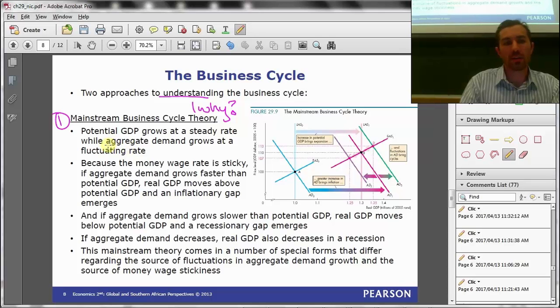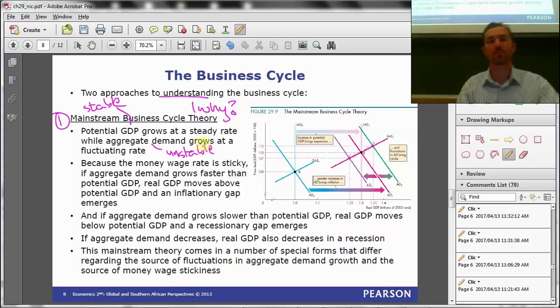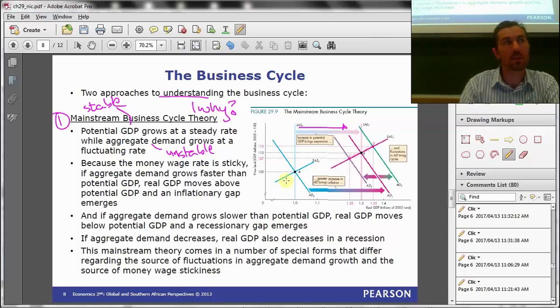In contrast, aggregate demand tends to grow, yes, but it sometimes grows fast and it sometimes grows less fast, sometimes it even shrinks. Okay? So aggregate demand tends to fluctuate. In other words, the supply side potential GDP has a fairly steady growth rate, it's stable, and then you have this aggregate demand side which is a little bit unstable. So over time, our long-run aggregate supply curve is increasing, and at the same time, our aggregate demand curve is shifting to the right. In other words, it's growing.